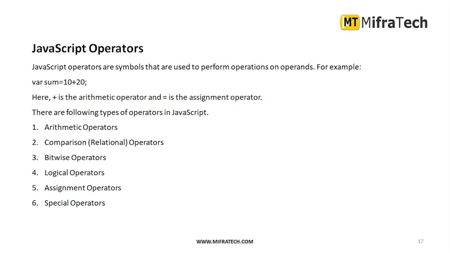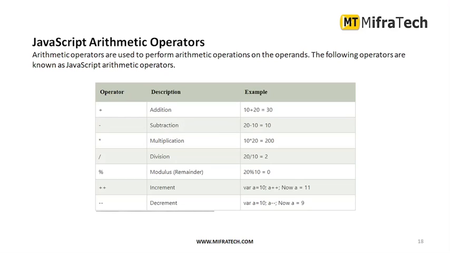There are some types of operators here: arithmetic, comparison, bitwise, logical, assignment and special operators. Arithmetic operators are used to perform arithmetic operations on operands. The following operators are known as JavaScript arithmetic operators. Some of the functions they perform are addition, subtraction, multiplication, division, modulus, increment and decrement.